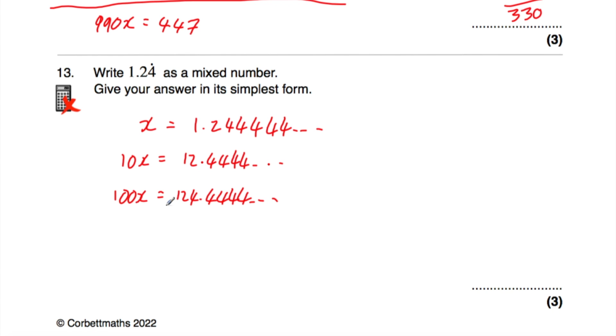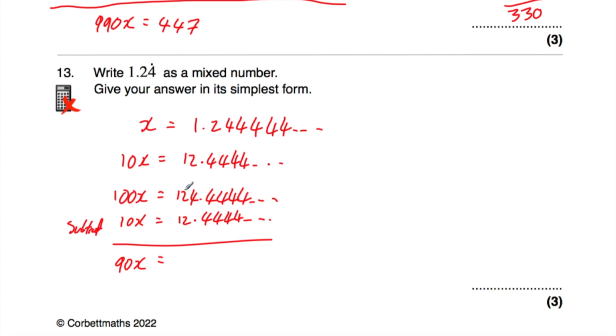So we've got two numbers with the recurring bit after the decimal point. We've got 100x equals 124.4444 and so on. And we've got 10x is equal to 12.4444 and so on. So let's write the 10x beneath the 100x. So that's 12.4444 and so on. And we're going to take them away from each other, so subtract. So 100x take away 10x would be 90x.